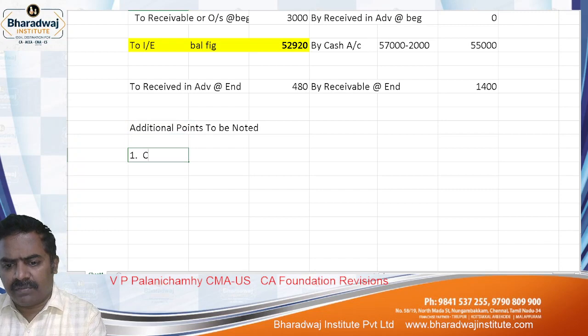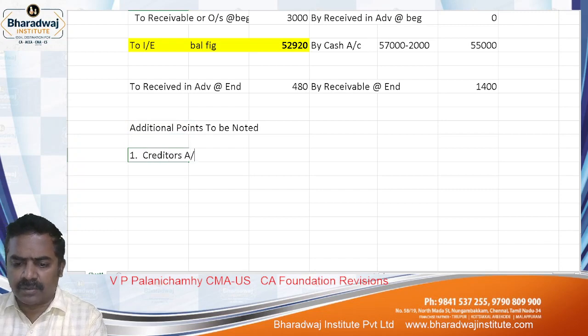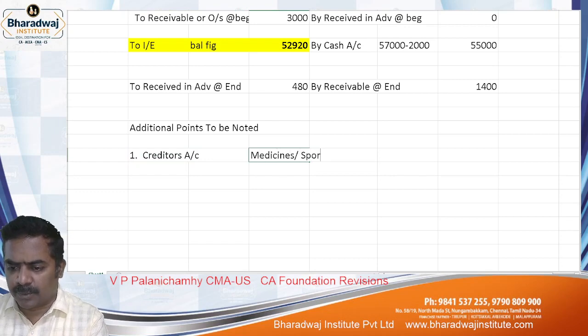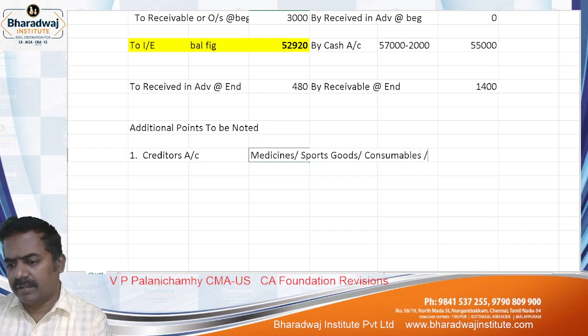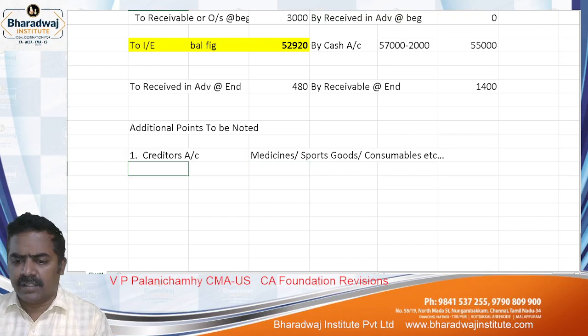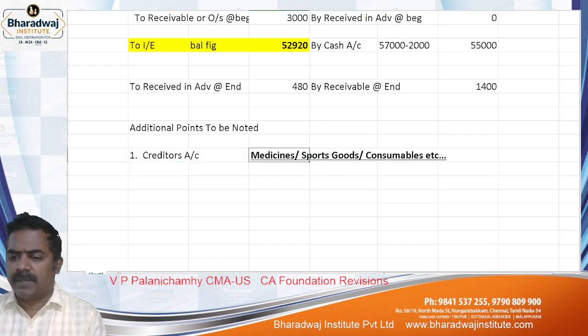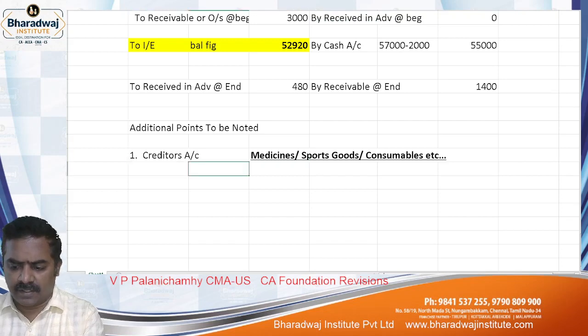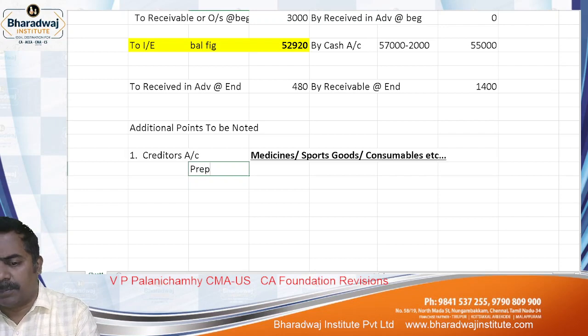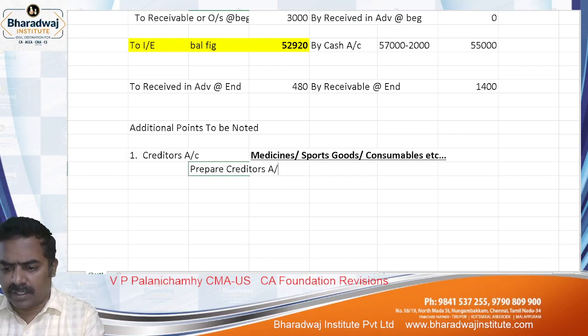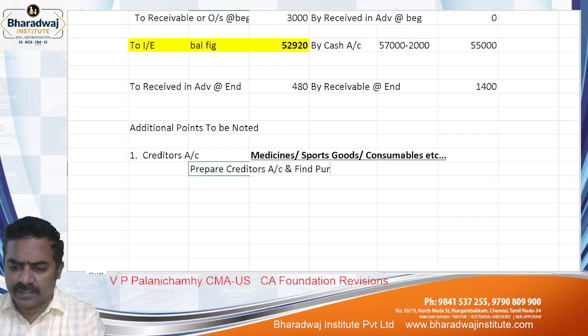Number 1. If they have given the creditors account detail, creditors can be for medicines, sports goods, or consumables. It can be anything. So simply, you prepare the creditors account and find purchases. Suppose they give you details in the question, prepare the creditors account and find the purchases of that medicine or whatever is given. That is the first one.